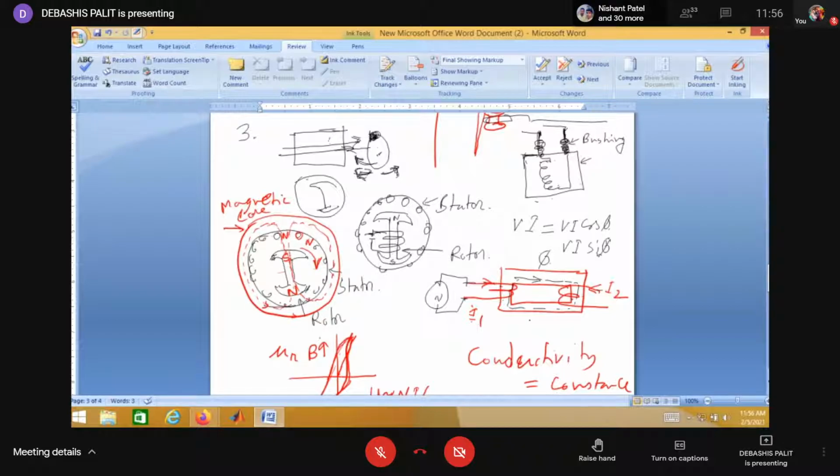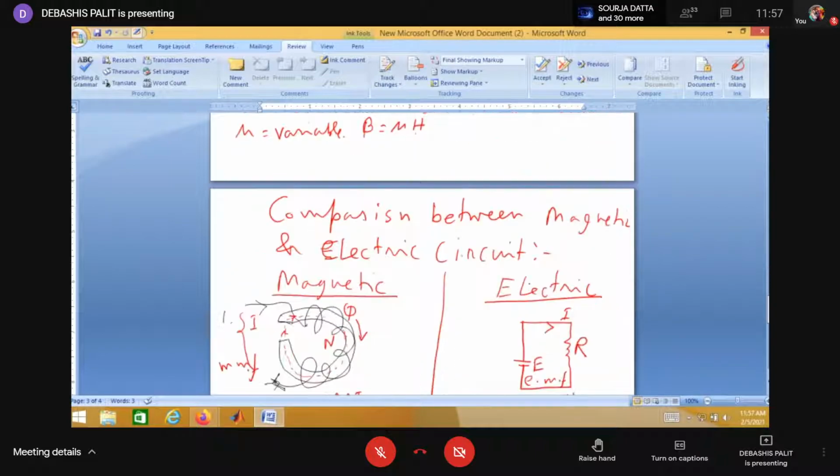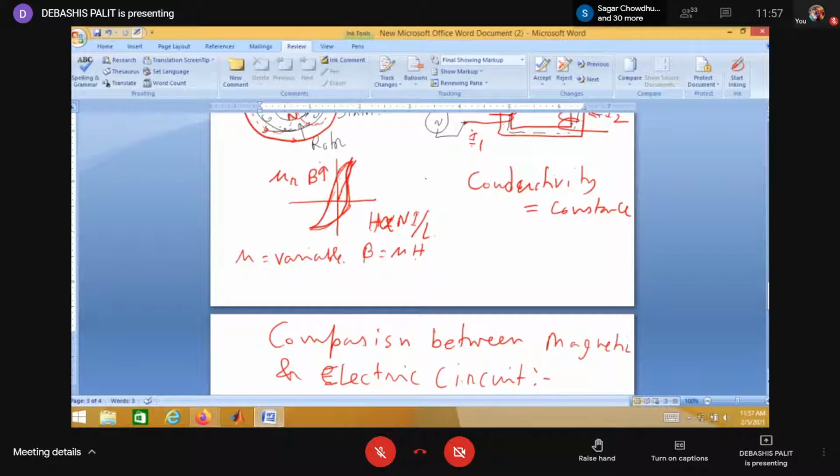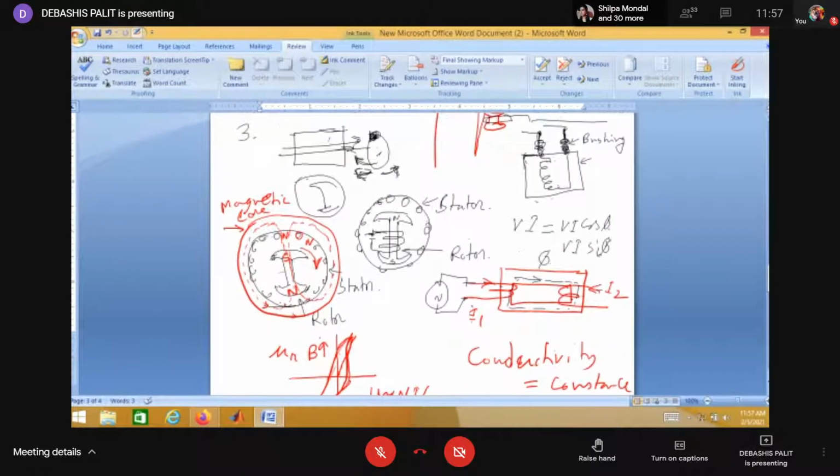Yes, sir. VI equals VI cos theta plus j VI sin theta. In any circuit, I am just considering a simple circuit. Yes, sir, that VI sin theta is the reactive power there. So this VI cos theta is your active power, and VI sin theta is your reactive power. Yes, sir, that only.